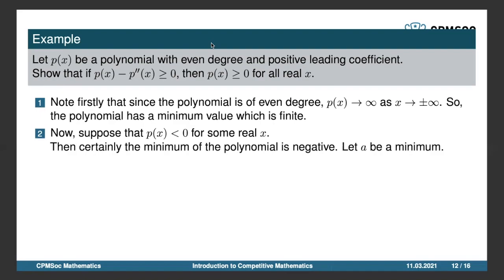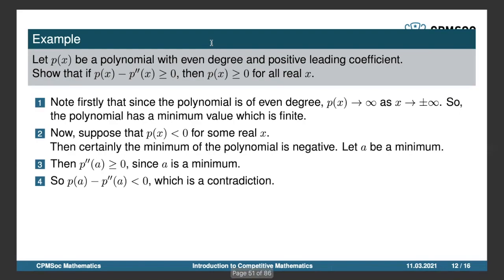And what the minimum gives us is some way to relate that single point, whatever the minimum is, with the second derivative. Because as you may know, the second derivative at a minimum is always positive. It's always concave up, so the second derivative is positive at any minima, as long as it's continuous, and polynomials are. So there is a minimum, and let's say a is the minimum, and we know that the second derivative is greater than or equal to 0 at that minimum.